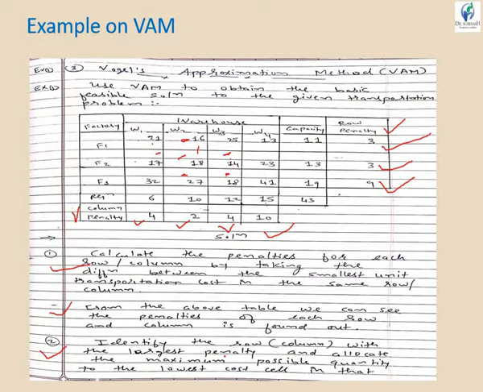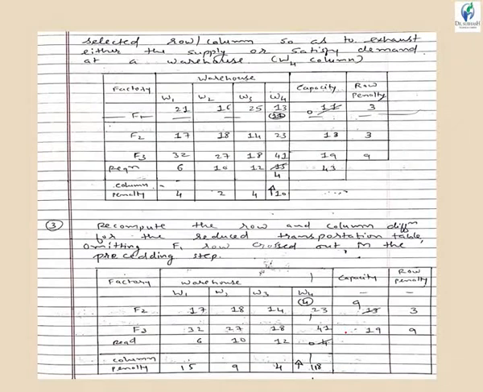Once you have calculated in your first step the penalties of rows and columns, now your task is to identify which row or column has the maximum, the highest or the largest penalty. You can see the column with the largest penalty, that is 10, this one, and allocate the maximum possible quantity to the lowest cost cell in that selected column so as to exhaust either the supply or satisfy the demand at warehouse 4.